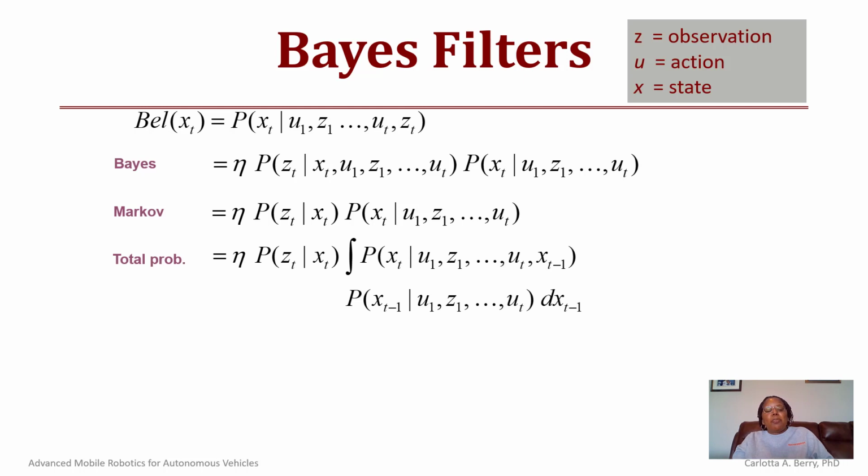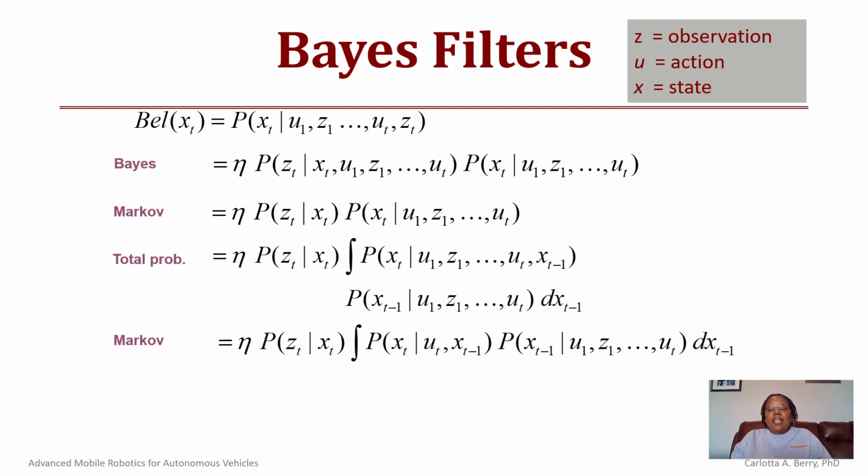So then using my total probability assumption, I would have eta times the probability of the current measurement zt given the current state xt, and the integral of the probability of xt given u1, z1 to ut, xt minus 1, and the probability of the previous state t minus 1, u1, z1 to ut, dx of t minus 1. So I then make another Markov assumption of independence in order to get rid of some of these terms.